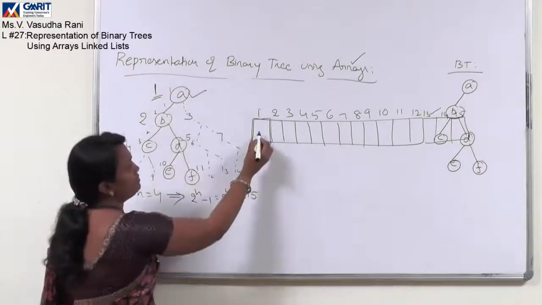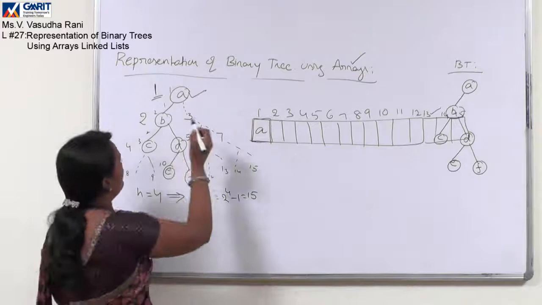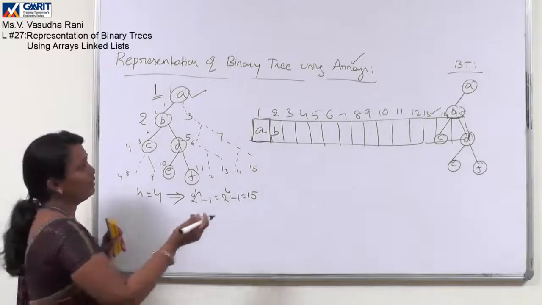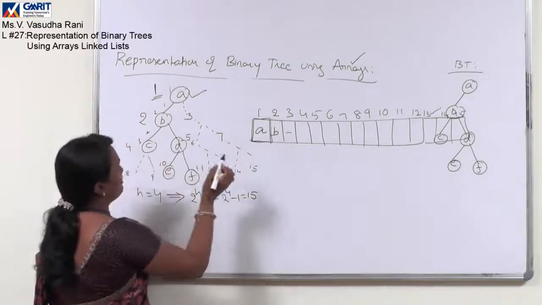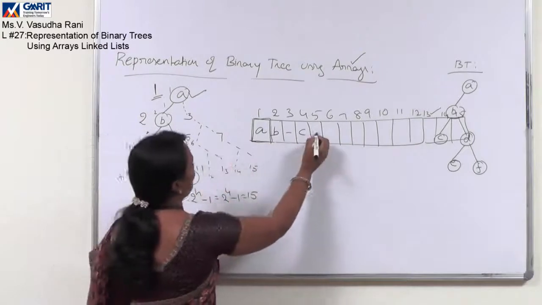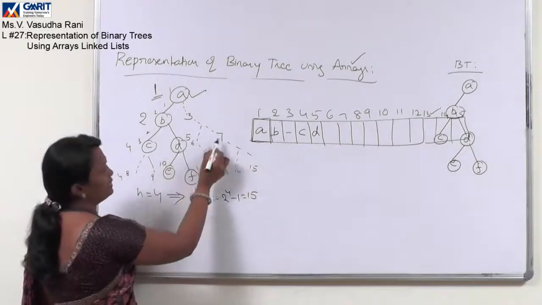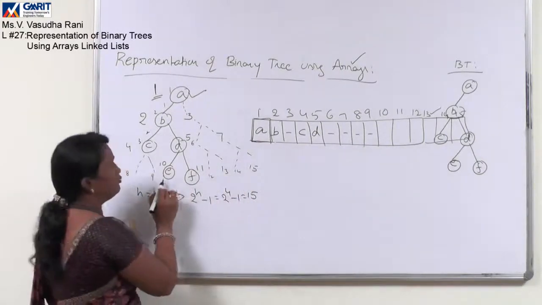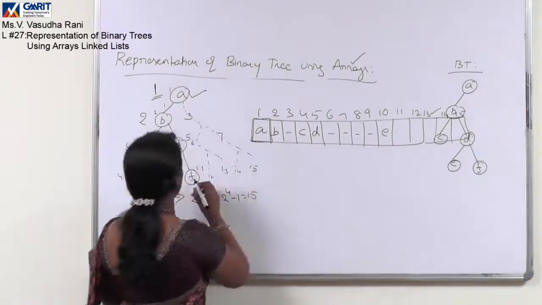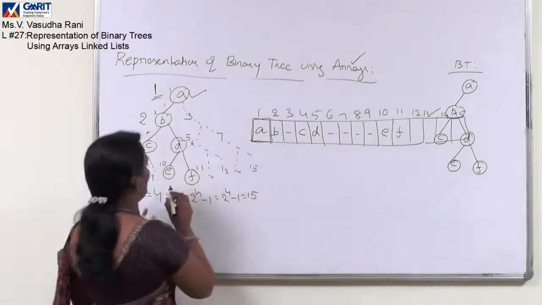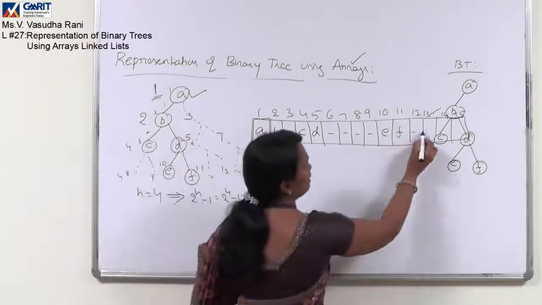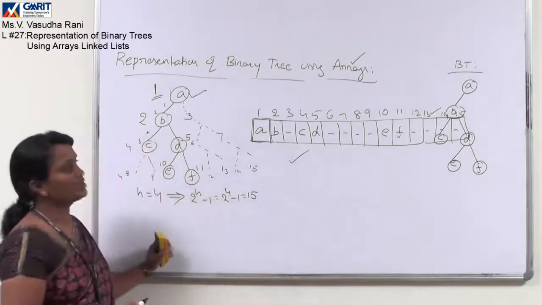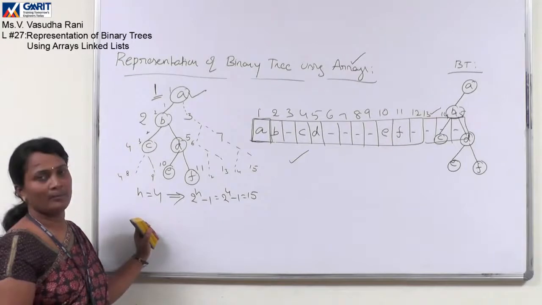As A is at position one, A will be placed here, and at position 2 B is placed, and at 3 we don't have anything, so it is an empty location, and at 4 we have C, at 5 we have D, 6 and 7 are empty, and 8 and 9 are empty, and at position 10 we have E, at position 11 we have F, then 12 to 15 all the remaining positions are empty. So this is how the array representation can be defined for a binary tree.